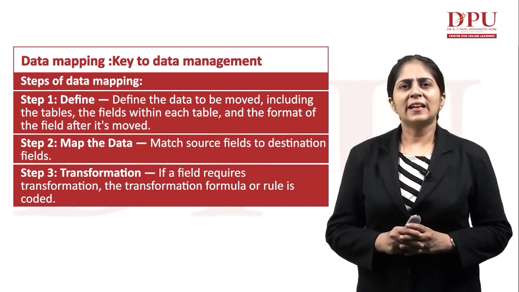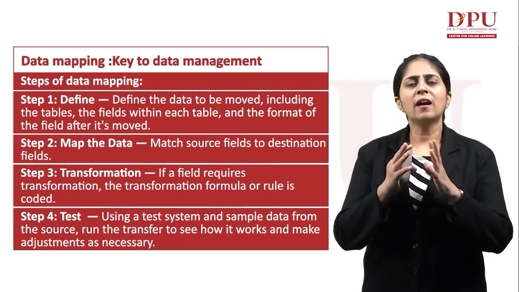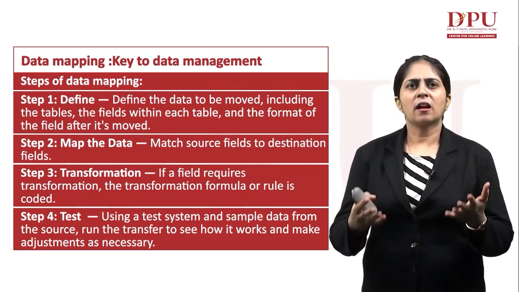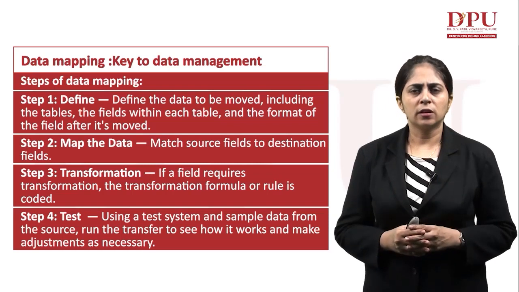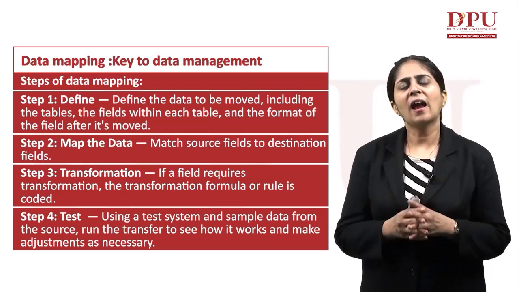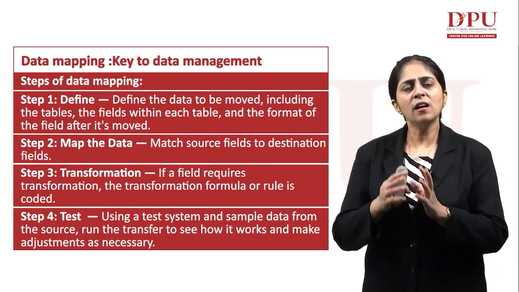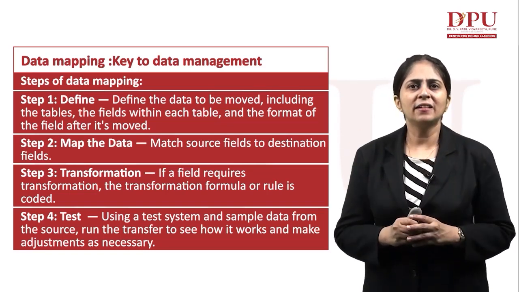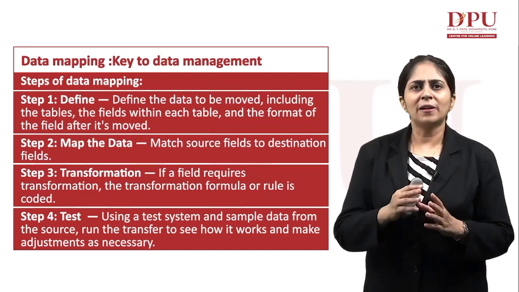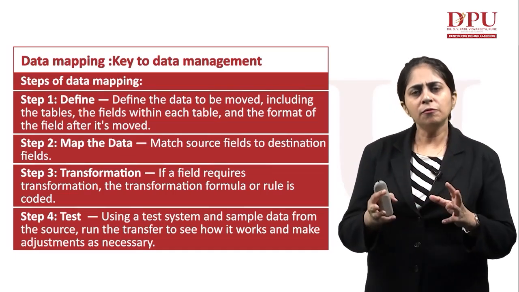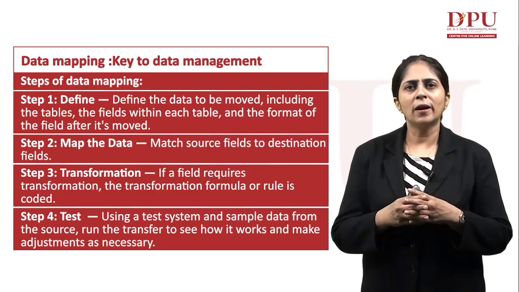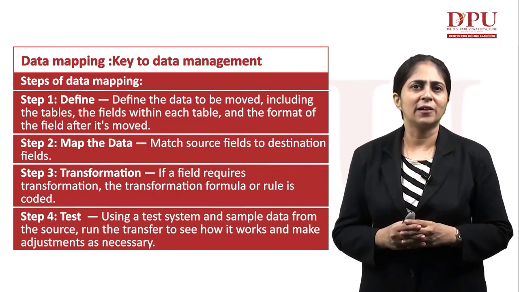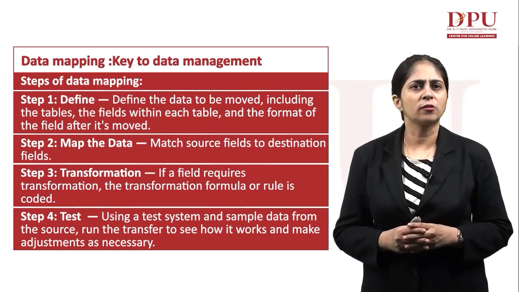Step 4, that is test. Using a test system and the sample data from the source, run the transfer to see how it works and make the adjustments as necessary. So this is the fourth step which is to be performed. We need to take the sample data and run it. If there are some changes required, then those adjustments are to be made depending on the sample data. So this is the fourth step.